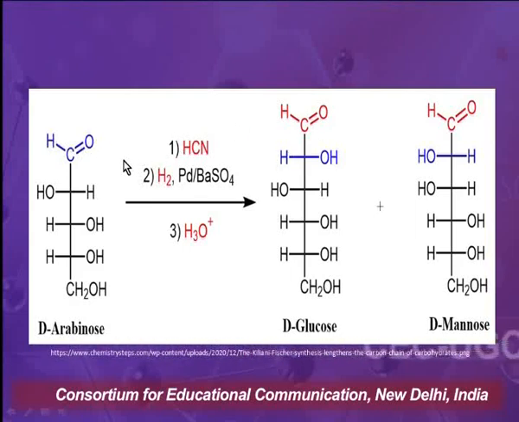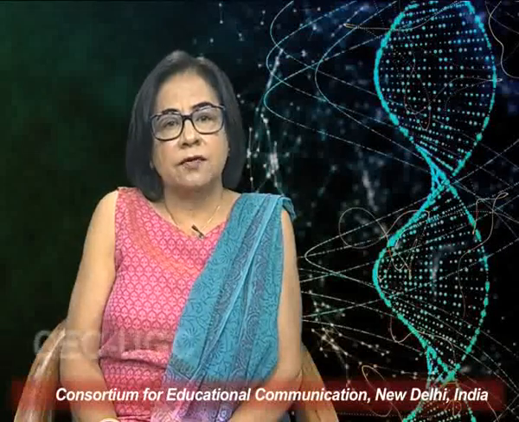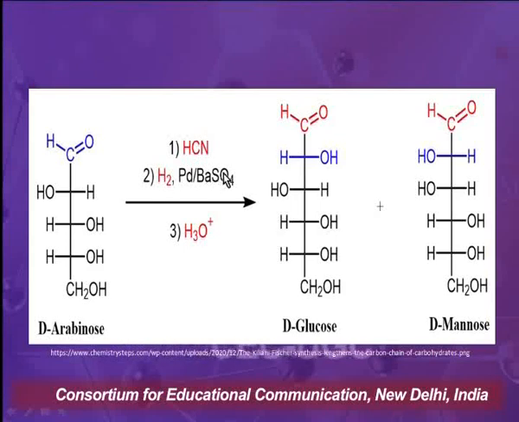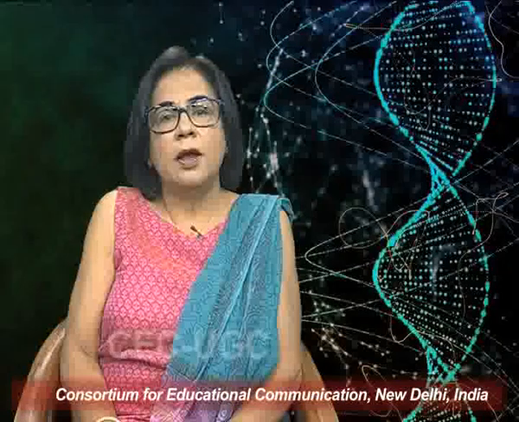So what I am trying to tell you here is that we are playing with the CHO group, carrying out the reaction with HCN, then with hydrogen and Pd/BaSO4 followed by hydrolysis. When we are going up the series, in the process we are generating a new chiral carbon where the configuration is opposite, whereas at all other chiral carbons present in glucose and mannose, the configuration is the same. So they are examples of epimers.